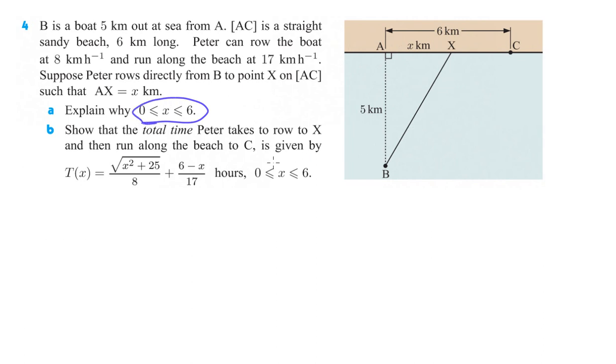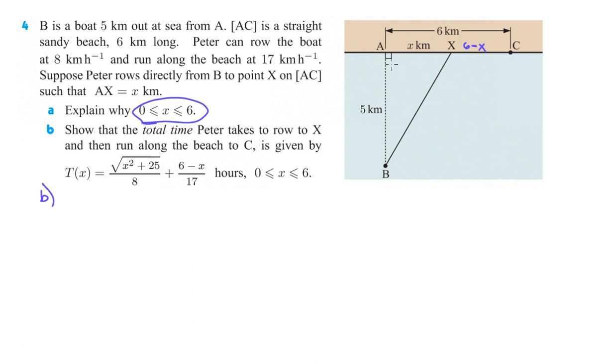Show that the total time Peter takes to row to X and then run along the beach to C is given by this whole thing here, where x has to be between 0 and 6. Okay, so let's figure out part B. Let's start by figuring out some of these lengths. We know that this is x, and this whole thing is 6. So if this x is 2, we take 6 and subtract 2 to find the distance between X and C. So the distance between X and C is going to be 6 minus whatever the x value is.